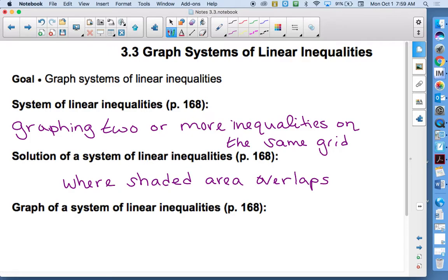So a system is two or more. It doesn't just have to be two. So we could have multiple lines being graphed. The solution would be wherever that shaded area is going to overlap. So you'll be shading for multiple lines. We're going to be looking for that overlap of the multiple lines where they were shaded.